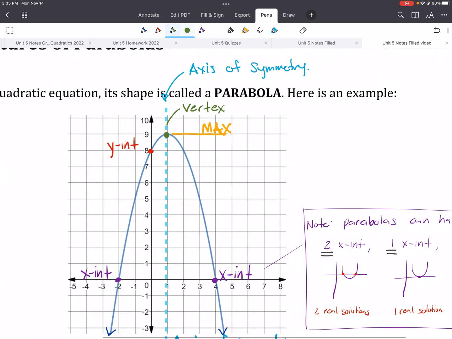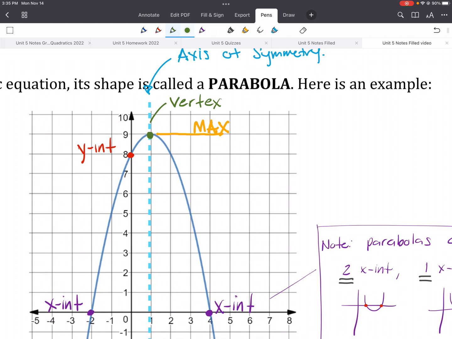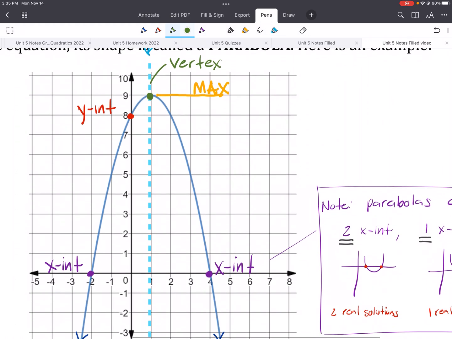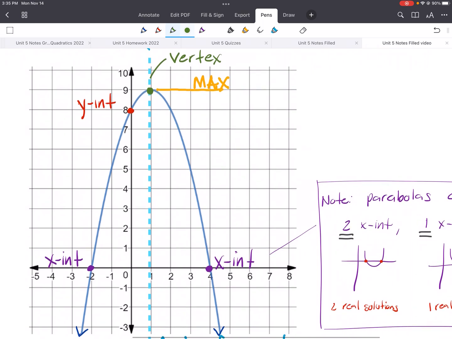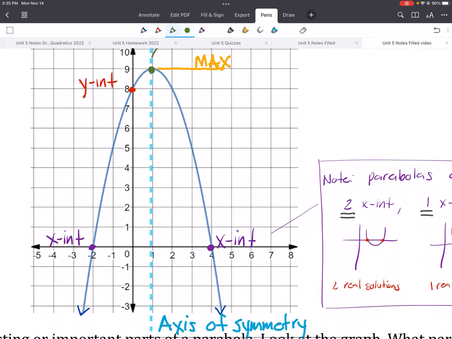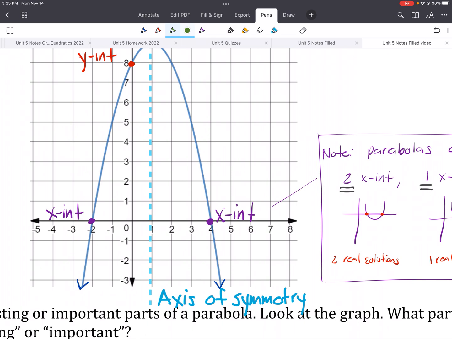So this is the yellow. For this example, we have a maximum. It's the highest value of this parabola. There's not a minimum. These arrows at the bottom just keep going forever and ever. They never reach a minimum value. They go to negative infinity, which isn't a value, so we can't say it's a minimum, okay?